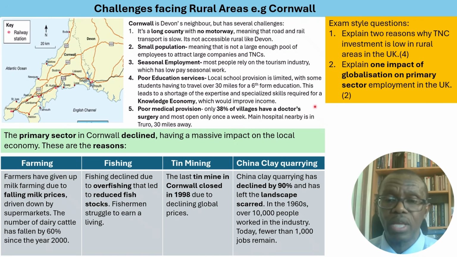The areas are quite remote, the transportation is poor, and therefore accessibility becomes a problem, and therefore TNCs don't want to invest. Then the second question: explain one impact of globalization on primary sector employment in the UK. So here you can talk about China clay quarrying, and you can talk about the fact that this has declined because there is competition from overseas.